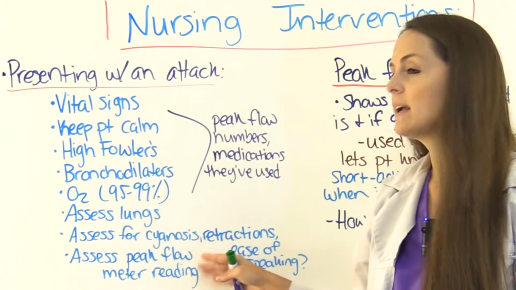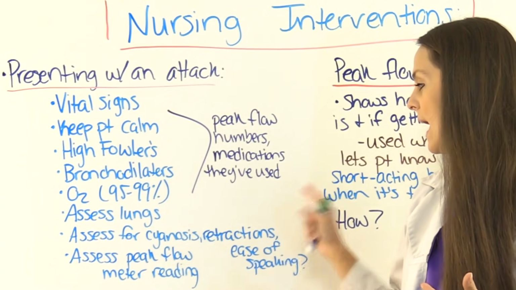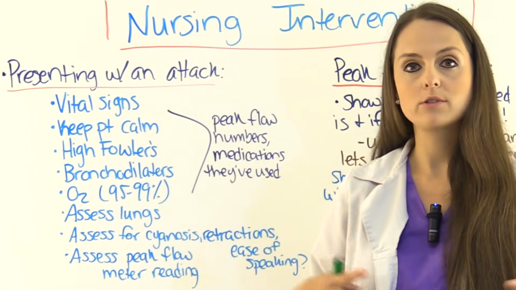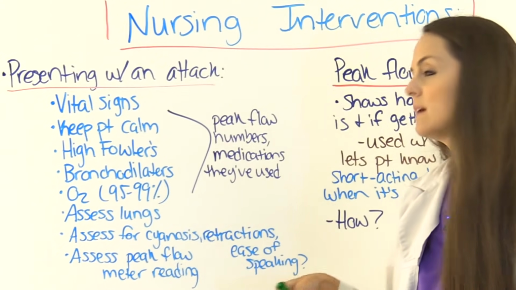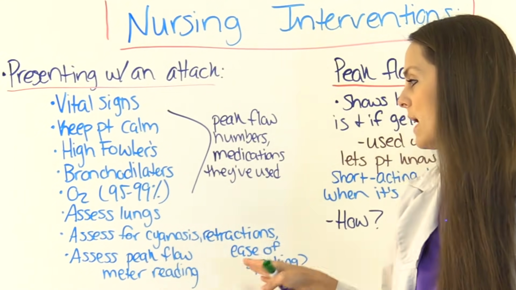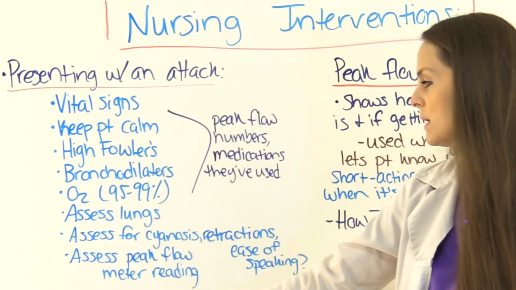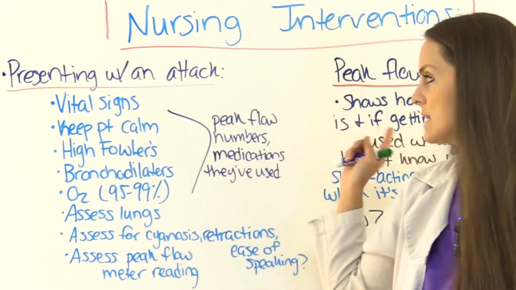Also assessing for cyanosis in the lips and the skin. Are they getting good oxygenation? And those chest retractions that I was talking about, if you see that, that is not a good sign. And their ease of speaking. Can they speak to you now, or can't they speak because they're so short of breath? Then assessing their peak flow meter reading. And we're going to talk about that here in a second more in detail.